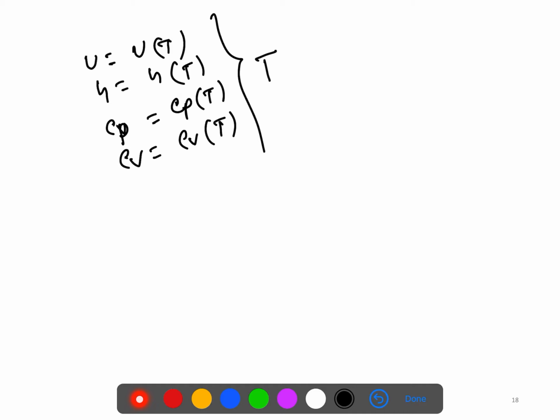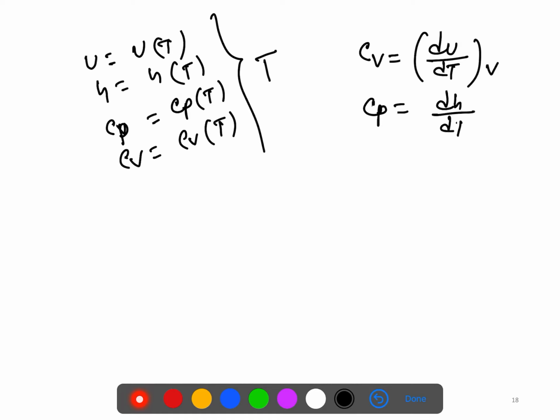So we know the specific heat relations: Cv is equal to du/dT at constant V, and Cp we know is equal to dH/dT at constant P. Let's say this is equation 1, this is equation 2. We know these equations for Cp and Cv. Here we found Cp is only a function of temperature, Cv is only a function of temperature.